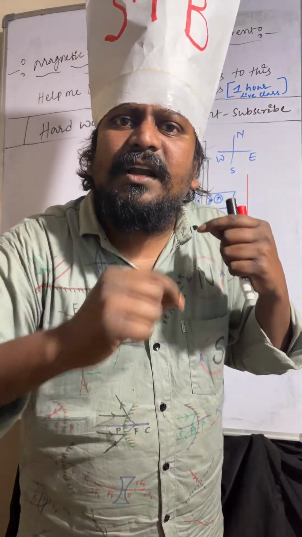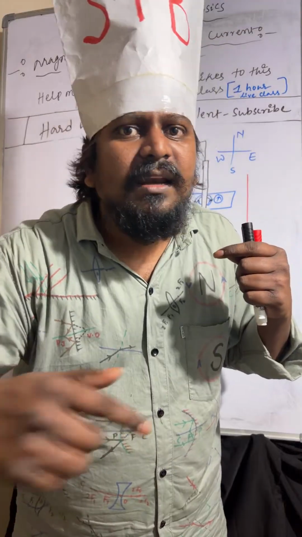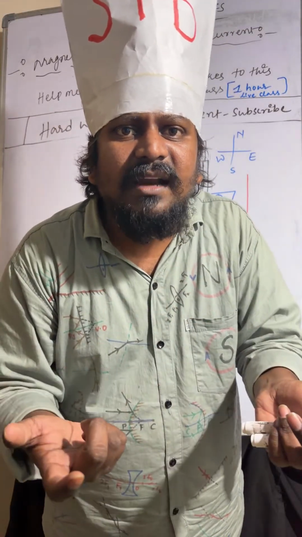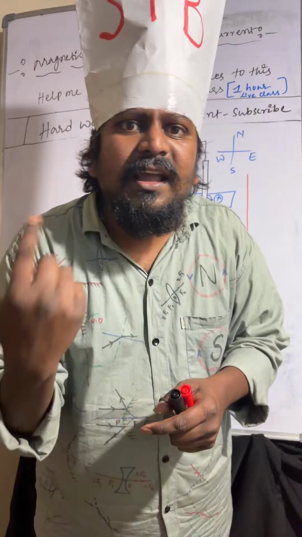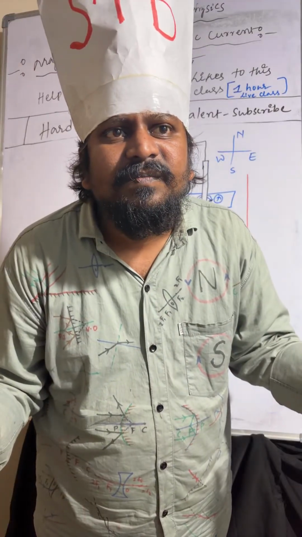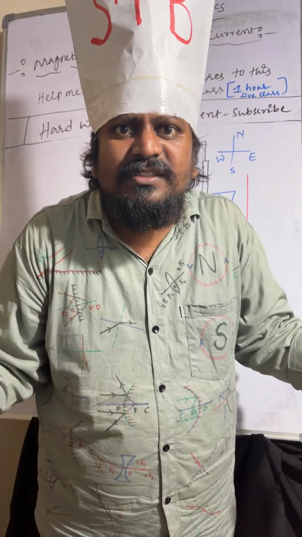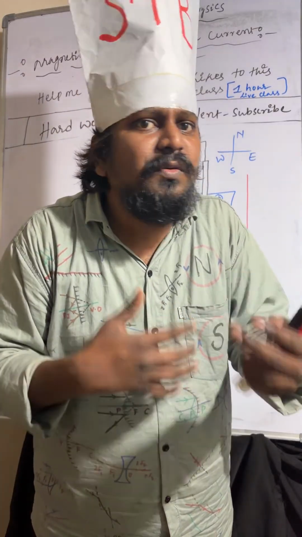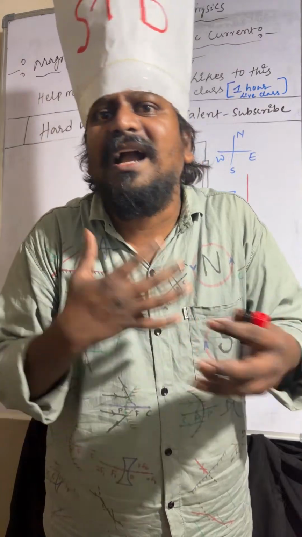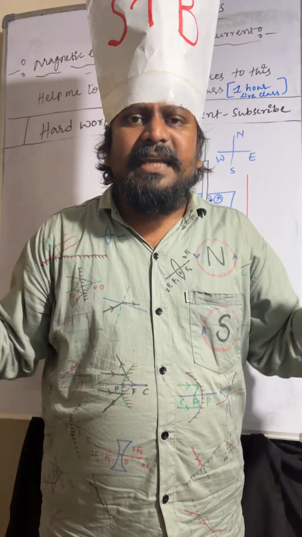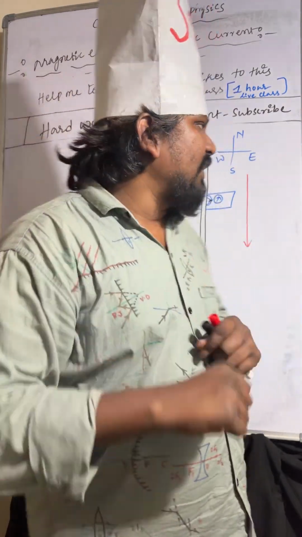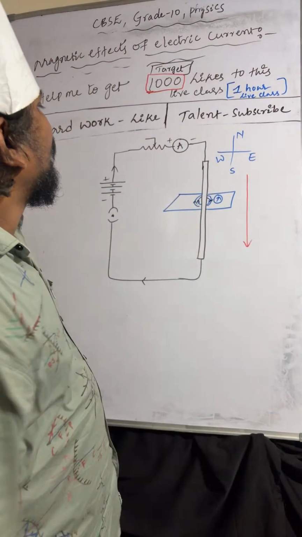If the current is continuously increasing in the conductor, the magnetic field also increases. Means magnetic field is directly proportional to the current flowing in the conductor. Yes. So that's enough. And next one.